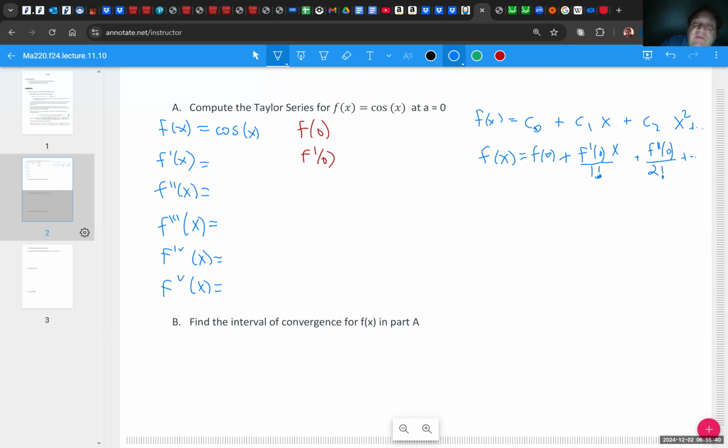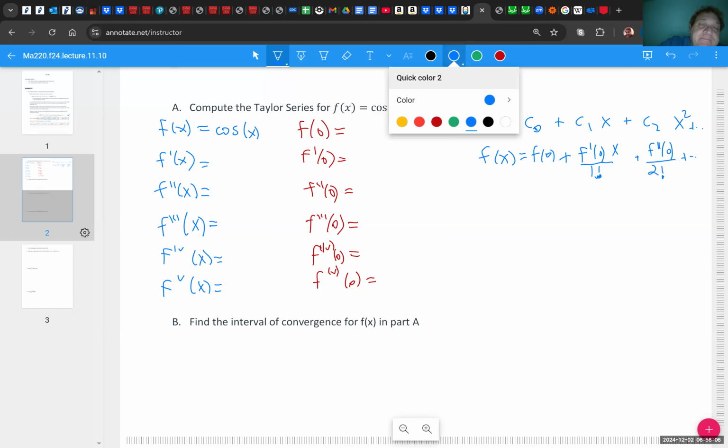And for each of these, of course, we're going to try to find the corresponding derivative at our center point, which in this particular example, and most examples, is going to be 0. So this is supposed to be the 4th derivative. This is the 5th derivative at 0. Okay, so I have set up what I need to find. So I'm going to go ahead and find it.